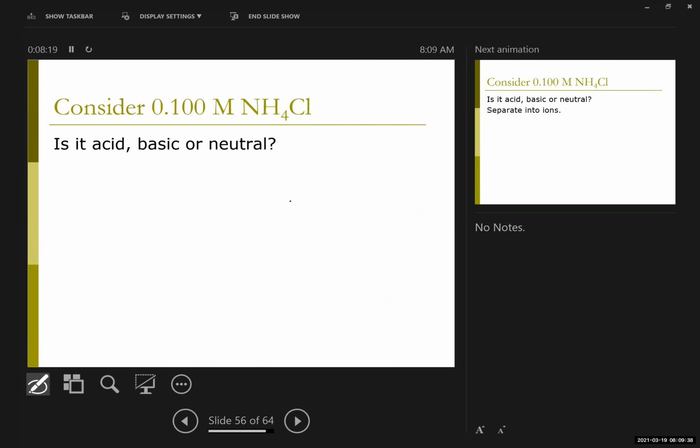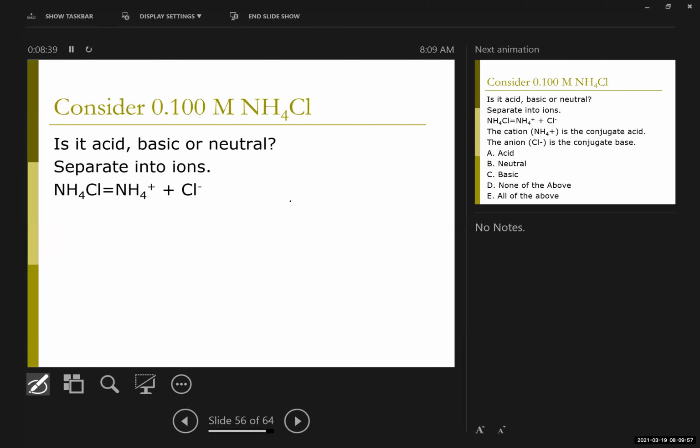And again, the situation is different for ammonium chloride, although my process is the same. Ammonium chloride is ionic. It's a polyatomic with a nonmetal. So I've got a salt. It's in solution. First thing I do is separate it into ions. That gives me ammonium and chloride. And so the cation ammonium is an acid. The chloride, just like a minute ago, is still a base.